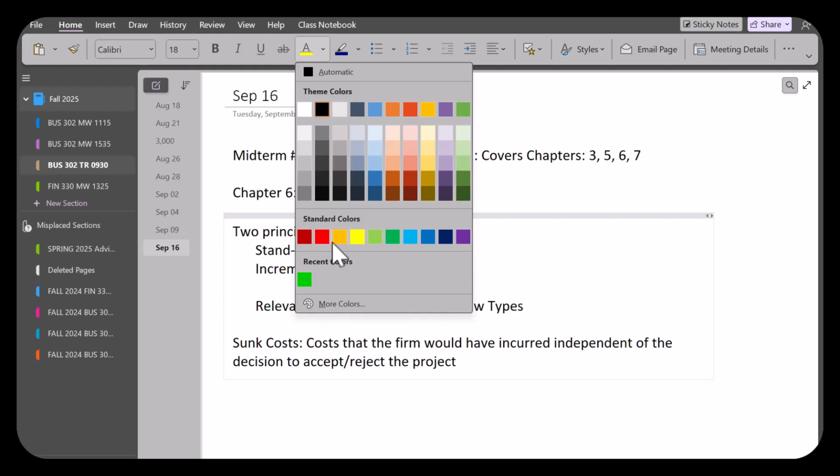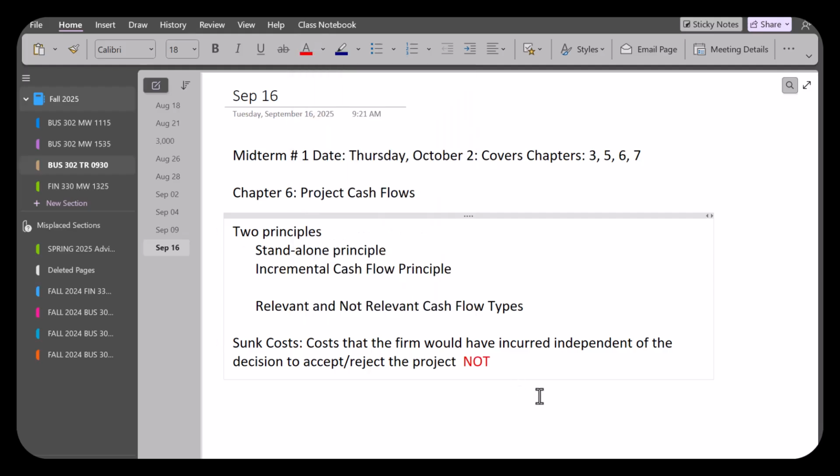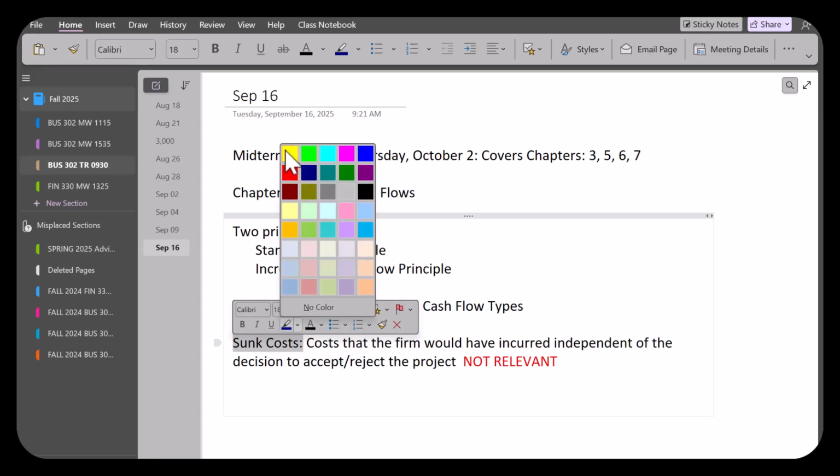So I'm going to mark that not relevant. Let's also highlight that one.